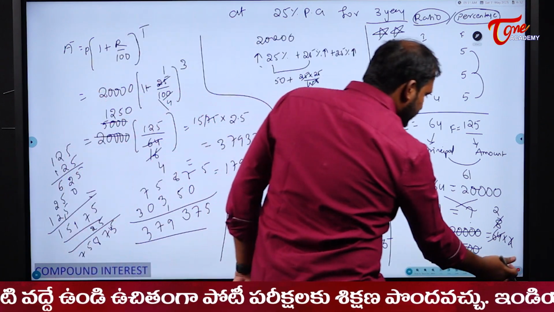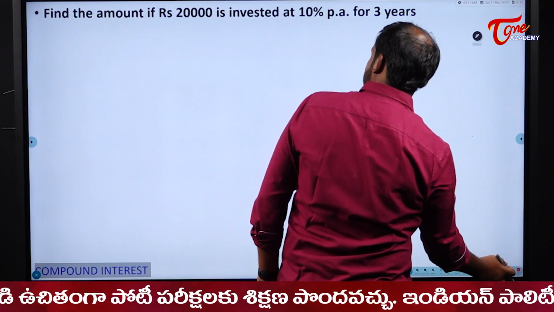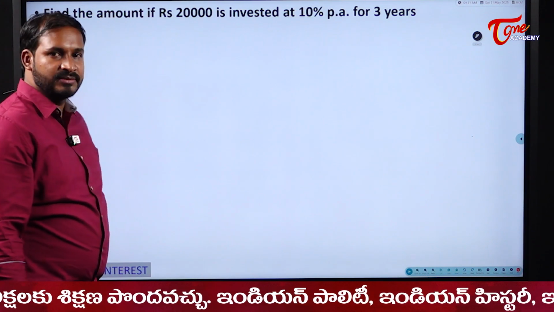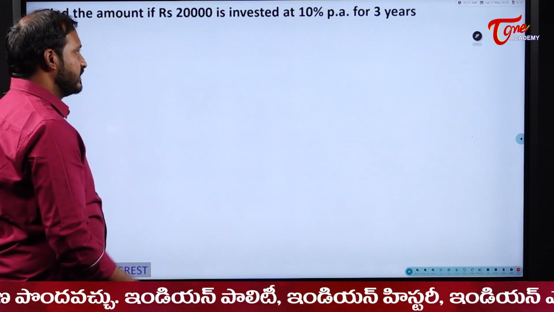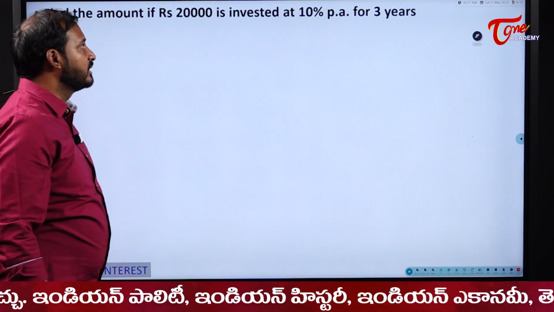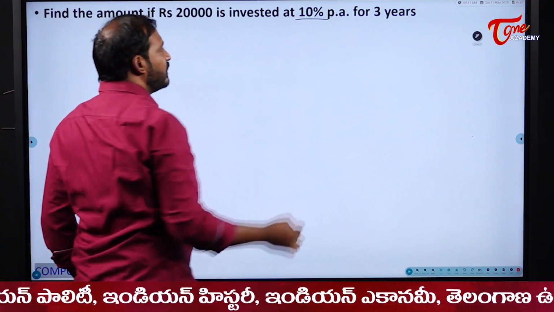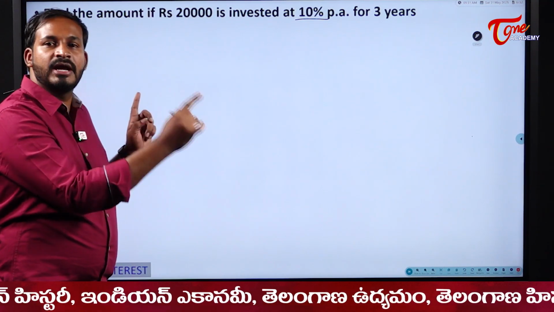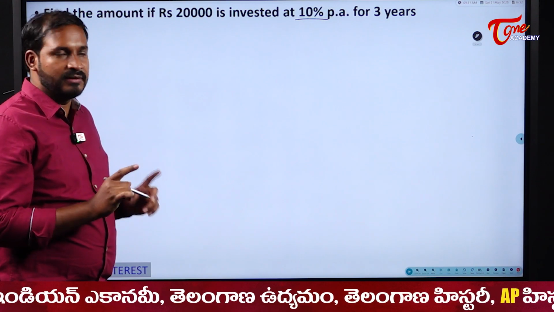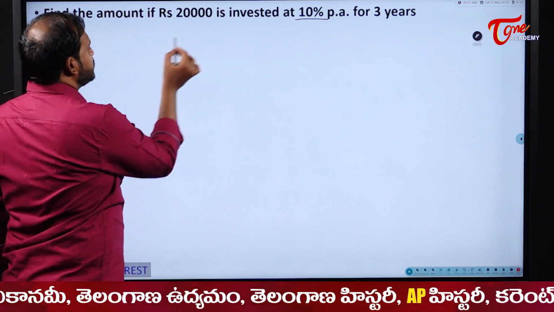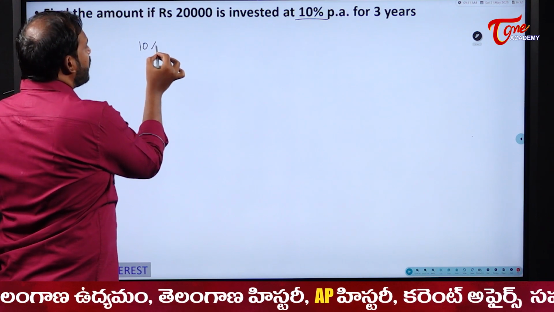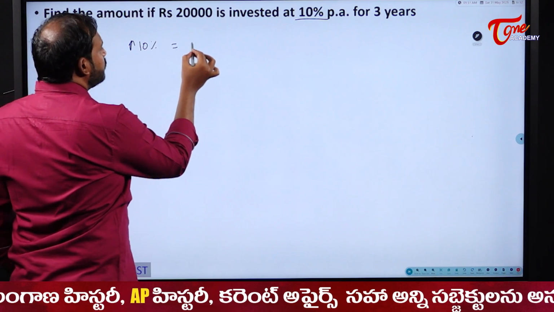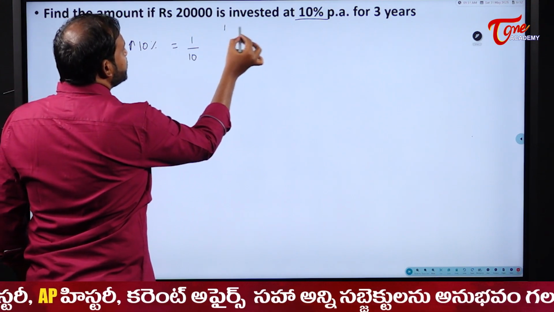Now we will go with an example so that it will be easier. Now please see here, 20,000 is invested at 10% per annum for 3 years. Solve this one. Just now we solved it with 25%, but here it is just 10%. We will go with the formula and the ratio method, students. That will be easy. First, if I take the ratio, every year it is incremented by what percentage? 10%, right? 10% means what? 1 by 10.